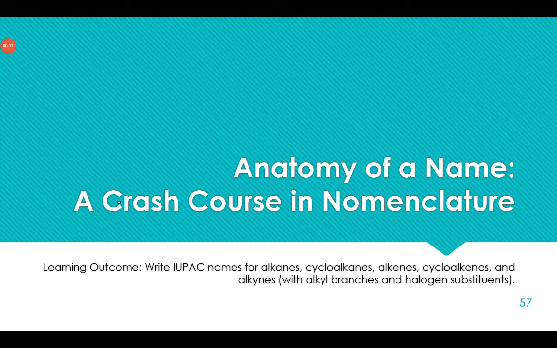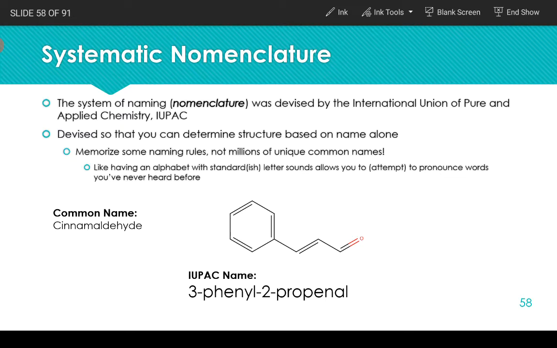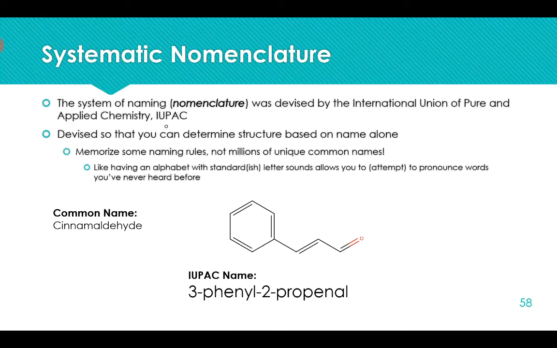In this video, we will be giving a crash course in the anatomy of a name in organic chemistry nomenclature. We are going to be following IUPAC nomenclature. IUPAC stands for the International Union of Pure and Applied Chemistry. IUPAC came in and made a new nomenclature system so that we wouldn't have to memorize a million different names.